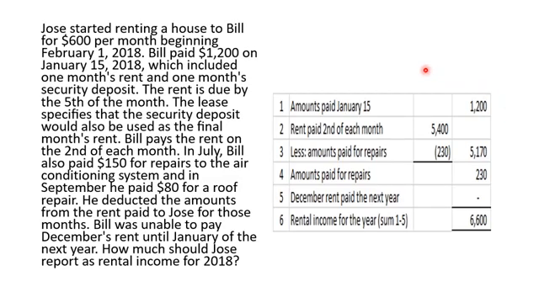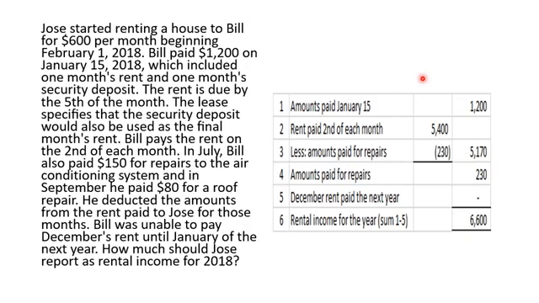Let's look at a couple questions. Jose is renting a house to Bill for $600 a month beginning February 2018. Bill paid $1,200 on January 15th, 2018, which included 1 month's rent and 1 month's security deposit. The rent is due by the 5th of the month. The lease specifies the security deposit would also be used as the final month's rent. Bill pays the rent on the 2nd of each month.